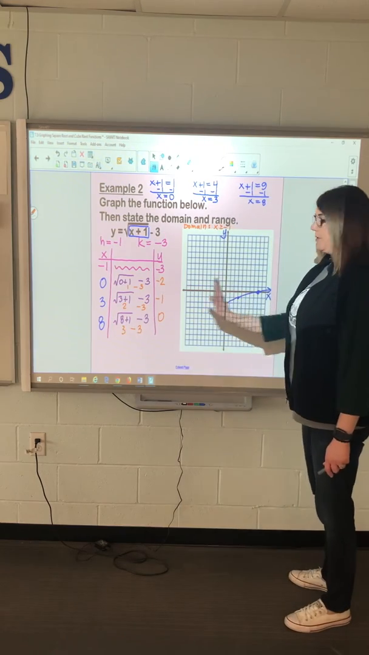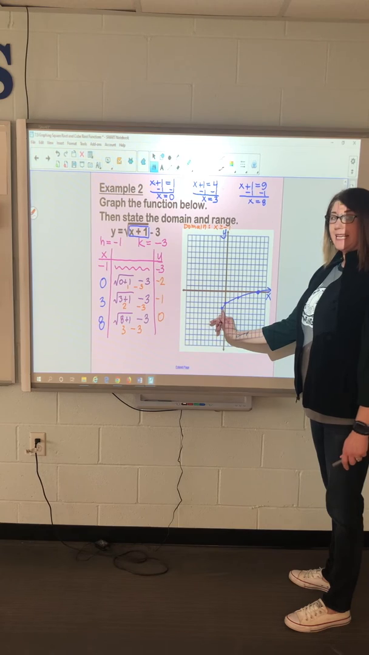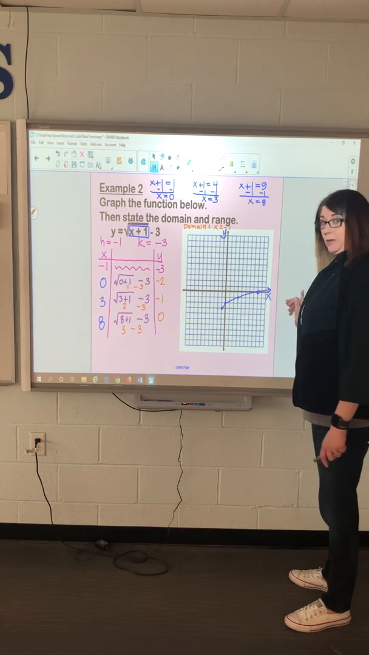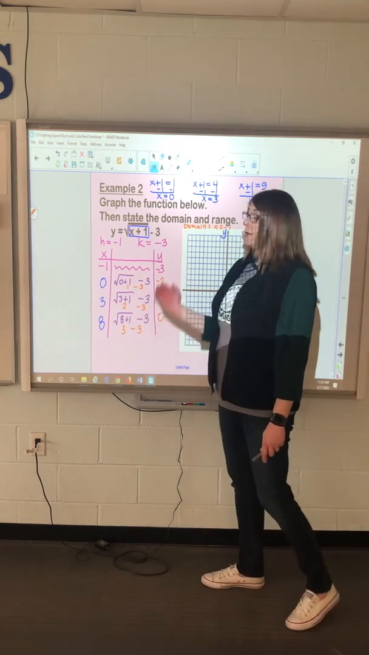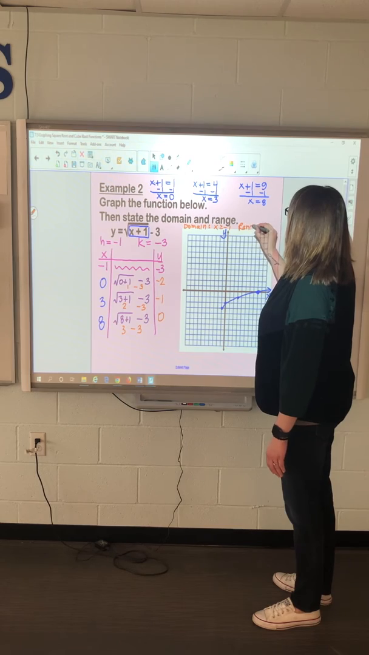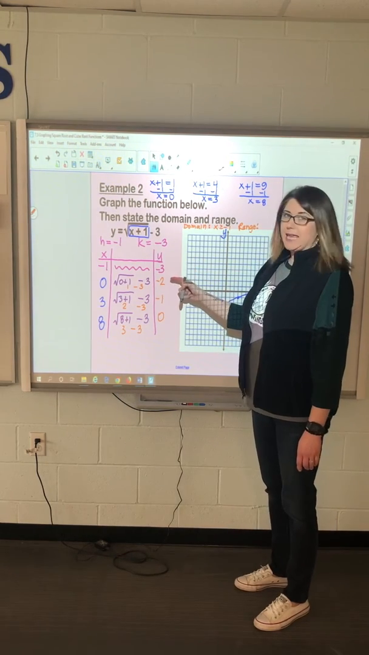We can also see that on the graph. X, this is as far left as the graph goes. It's at -1, and then our graph goes to the right, which means our x values are getting larger. Let's look at our y values, because that's where the range is going to come from. Our y values start at -3, and then they get bigger.